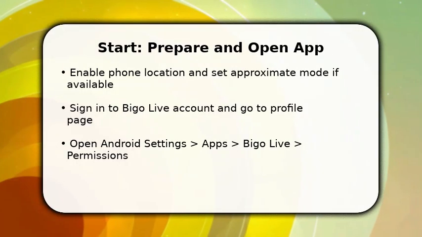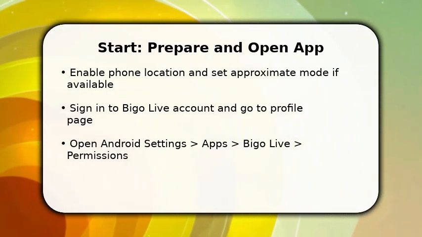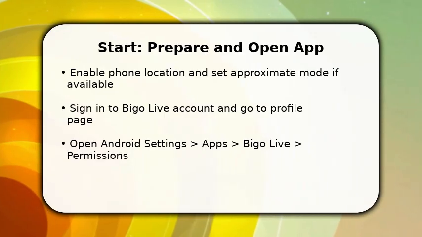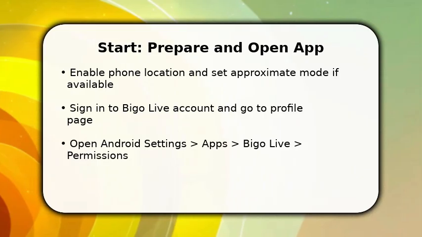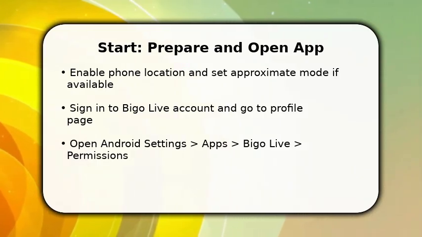You begin by ensuring the phone can share location. This matters because Bigo reads system GPS as its source. Once done, open Bigo Live and confirm you're logged in so changes attach to your account.